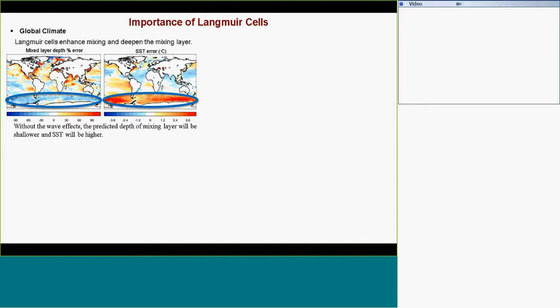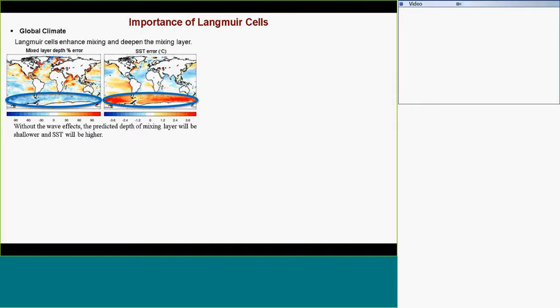So here is what people found about the model. That is, about this mixed layer depth, with considering the Langmuir cells and without considering Langmuir cells, it can be as large as 90% of the error. And this is about the sea surface temperature error. Without considering that phenomenon, the sea surface temperature can be like 3.6 degrees different. So when people talk about global warming, 3.6 degrees is a lot. So that is obviously important.